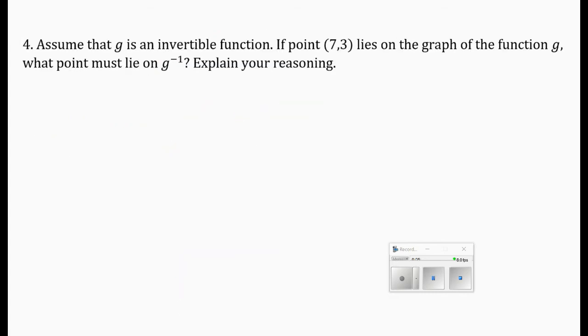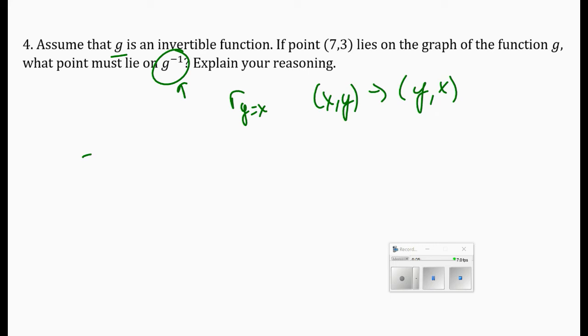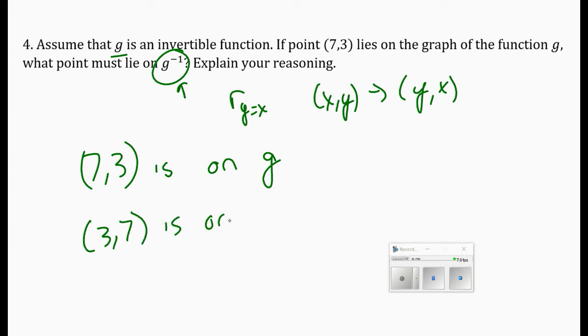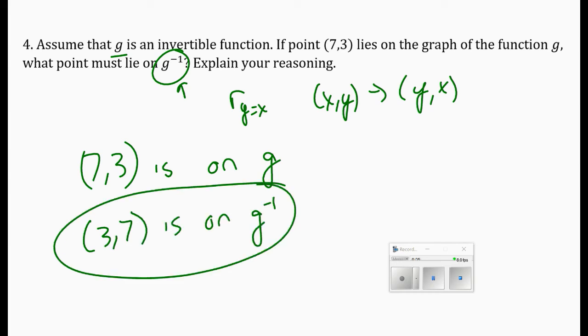Assume that g is an invertible function, so g has an inverse. If the point (7,3) lies on the graph of the function g, what point must lie on g inverse? Well, to find the inverse of a function, we reflect it over y equals x. And to reflect a point over y equals x, that takes (x, y) and maps it to (y, x). We switch x and y. So (7,3) is on g, which means (3,7) is on g inverse.